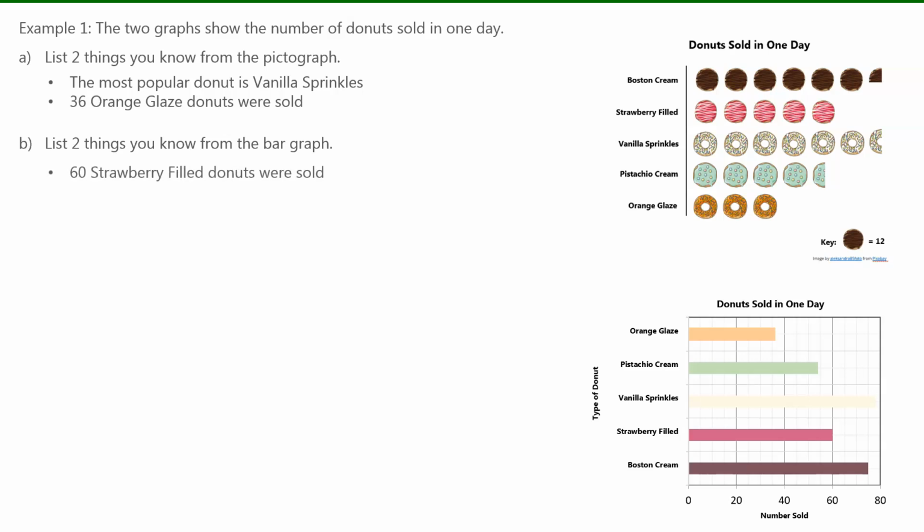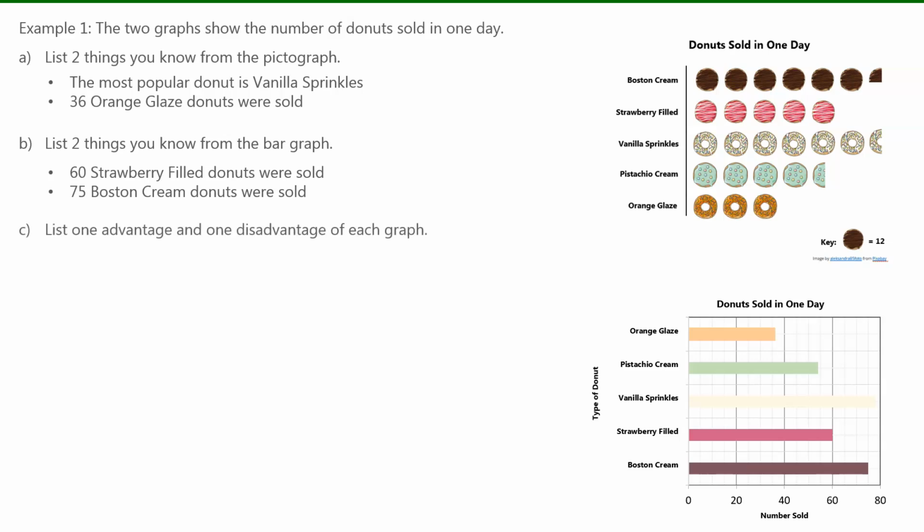Well, in looking at the bar graph, I can see that there were exactly 60 strawberry-filled donuts sold. I can also see that there were exactly 75 Boston cream donuts sold. Again, there are a number of different things that you could list. I could say that orange glaze sold the least amount. I could say vanilla sprinkles sold the most. But it's difficult in some cases to identify exactly how many donuts in a particular category.